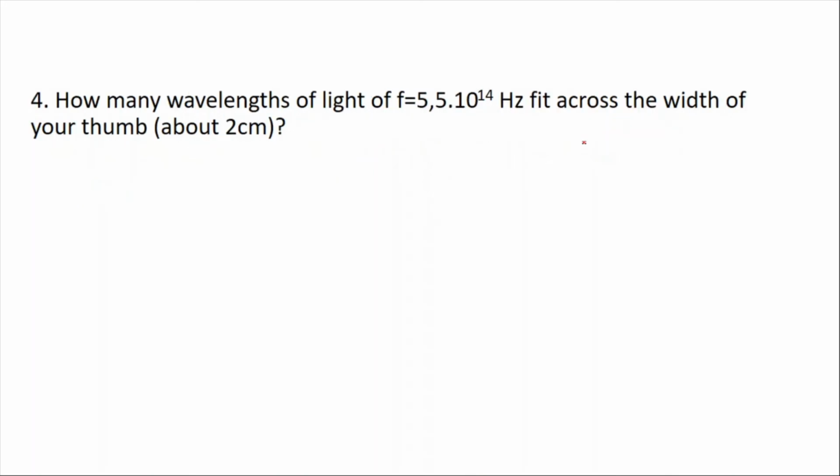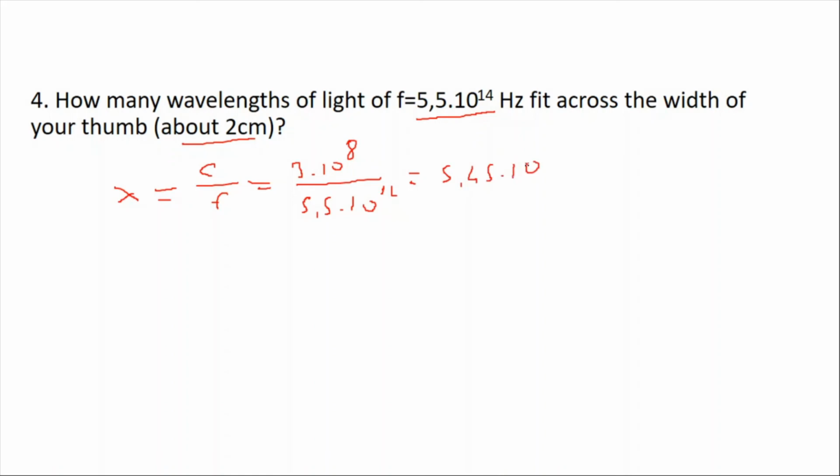So the last question: how many wavelengths of light of 5.5 times 10 to the 14 hertz fit across the width of your thumb? The width of our thumb is approximately 2 centimeters. Now first of all, let's calculate the wavelength. The wavelength is equal to c over f from our previous formula. It is equal to 3 times 10 to the 8 divided by 5.5 times 10 to the 14, and it will give us approximately 5.45 times 10 to the negative 7 meters. So this is the wavelength.